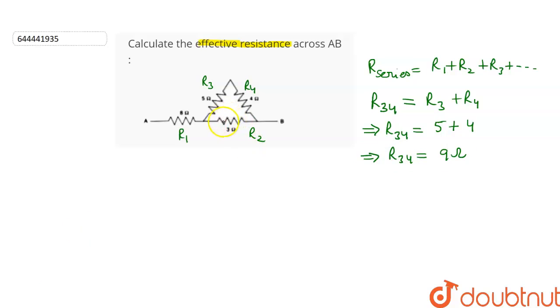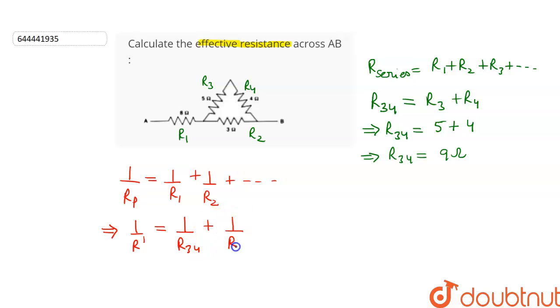Now the equivalent resistance of R34 will be in parallel with the resistor R2, and we know that in parallel the resistance is calculated as 1 upon R parallel is equal to 1 upon R1 plus 1 upon R2 and so on. So the equivalent resistance between R34, which is the equivalent resistance of these two resistors, and the resistance R2, let it be equal to R dash. It will be equal to 1 upon R dash is equal to 1 upon R34 plus 1 upon R2.